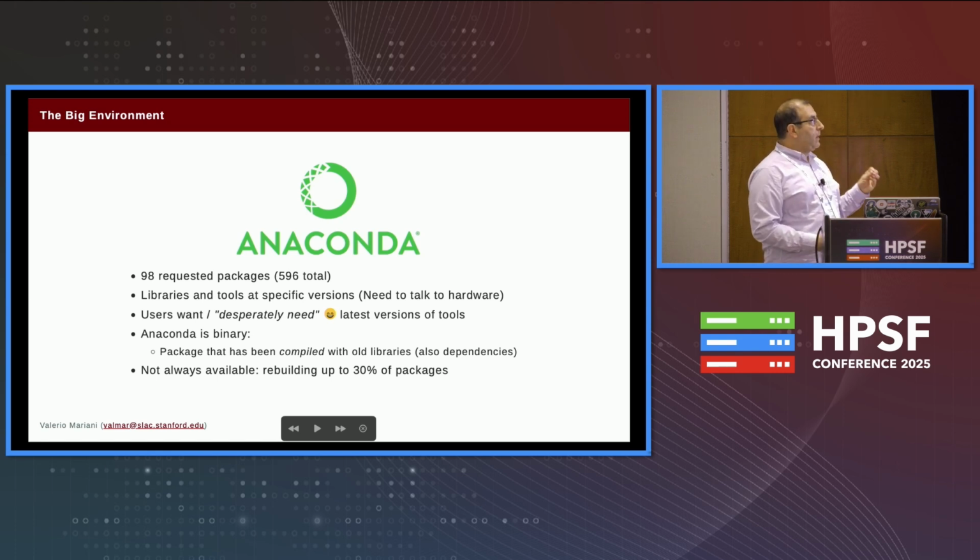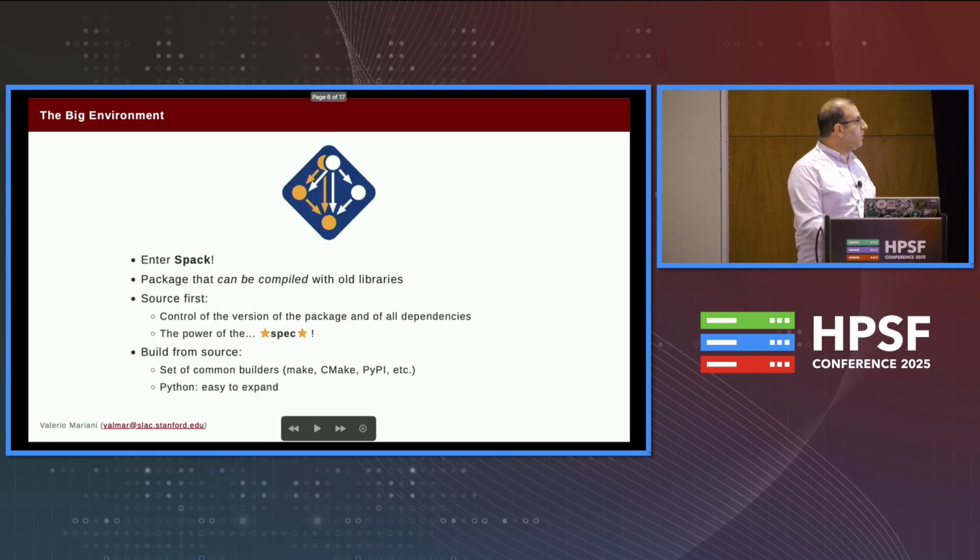And because Anaconda is a binary distribution and the users want, or desperately need, depending on who you ask, the latest versions of everything, we needed to find the newest packages, but compile against old versions of the libraries, and they were not always available on Conda Forge. So we ended up rebuilding a lot of packages ourselves, up to 30% of the packages, and those were like 90 packages, so we were rebuilding 30 packages every time the environment was updated.